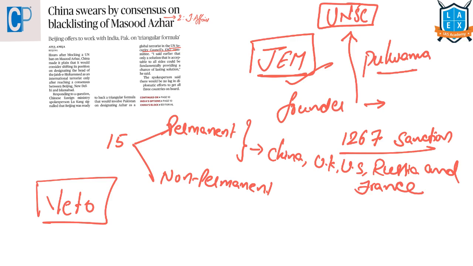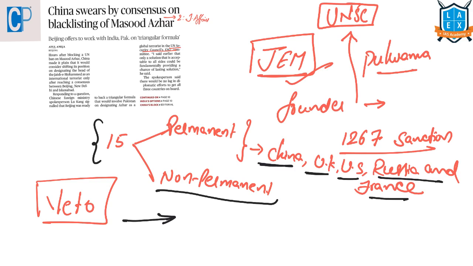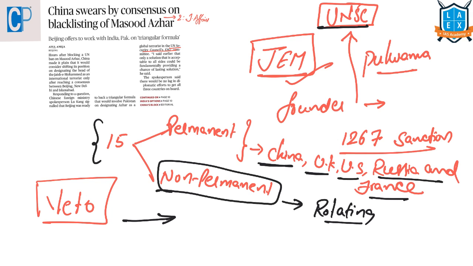That means if at least one member is not satisfied with the decision taken by the committee, then that decision will not go ahead. That is veto power. The other 10 members are non-permanent members, and this membership rotates among the members of the United Nations Security Council.